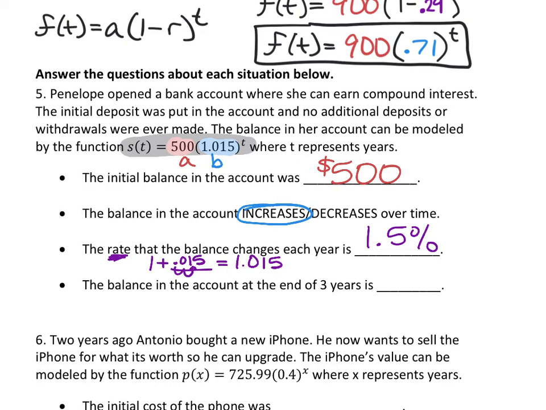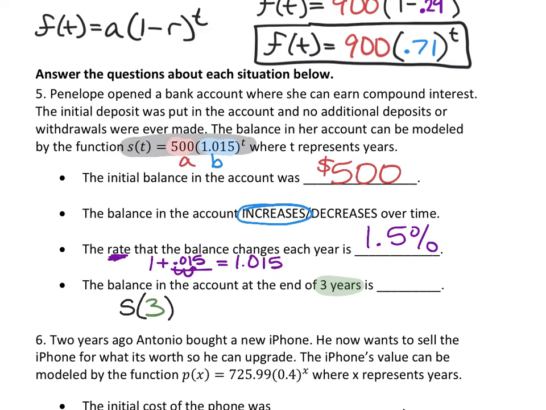And now the next part says the balance in the account at the end of 3 years is. Well, they've given me 3 years. That's what they're telling me here. I want to figure out how much money Penelope has saved if she leaves that money in the account for 3 years. So we're trying to figure out what the balance in the account is after 3 years.